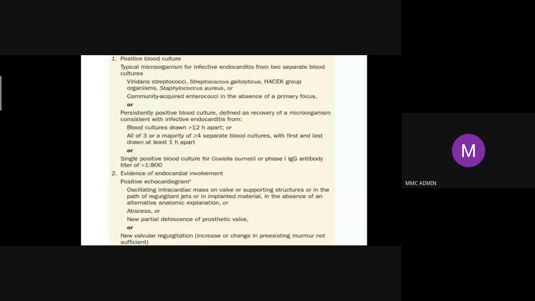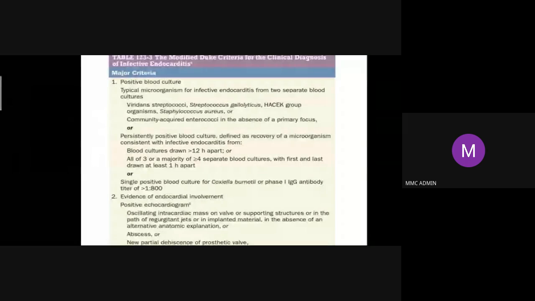It differs for typical and atypical microorganisms like Coxiella burnetii. The first point to remember is that the blood culture should be positive. Next is echocardiographic involvement. In the echocardiogram, we should see the vegetation as an intracardiac oscillating mass, or any abscess, or, if a prosthetic valve is there, a partial dehiscence. Then new-onset valvular regurgitation, or any change in a pre-existing murmur. So remember the major criteria: first, positive blood culture, then evidence of echocardiographic involvement.